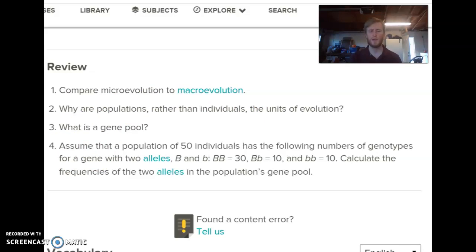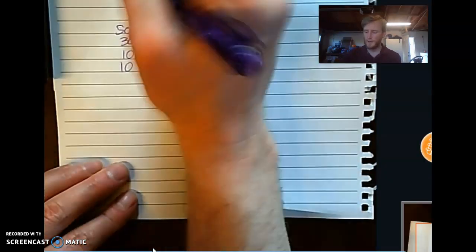Some people had a few problems with this, so I wanted to solve that one for you so you had the answer and knew how to do it. So the question is, if you have 50 total individuals, and you have 30 homozygous dominant, 10 heterozygous, and 10 homozygous recessive, what is the frequency of each allele in the total gene pool, so all of those alleles together. So I wrote them down here.